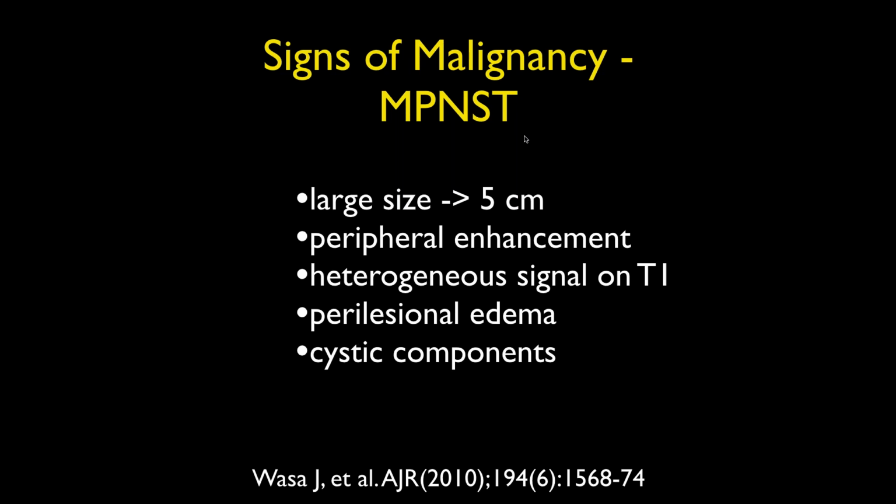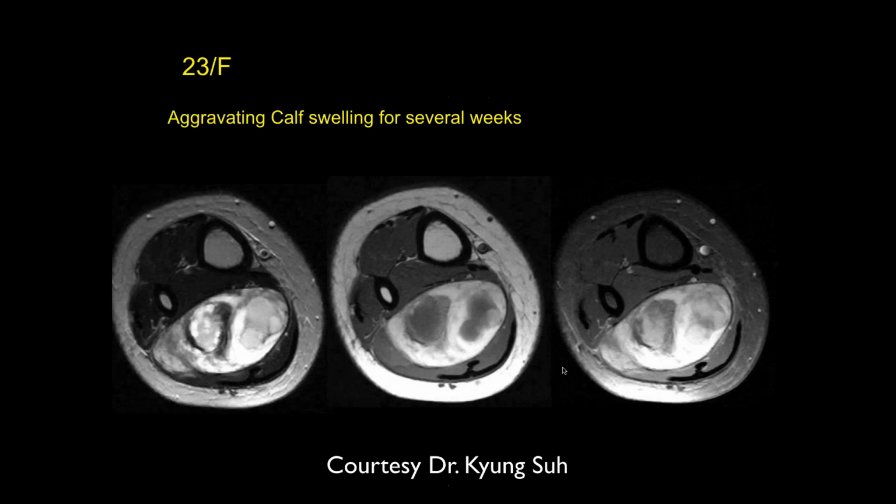Signs to look for malignancy: if it's greater than 5 centimeters, you have to be concerned about it. Peripheral enhancement, heterogeneous signal intensity on T1-weighted images, and edema around it on PD fat-sat or STIR images are not common outside the lesion in the benign ones. And if you have cystic components, you have to be a little bit concerned. But the bottom line is you can't really tell with imaging. You need to determine the extent, and then clinically determine how aggressive to get with these.